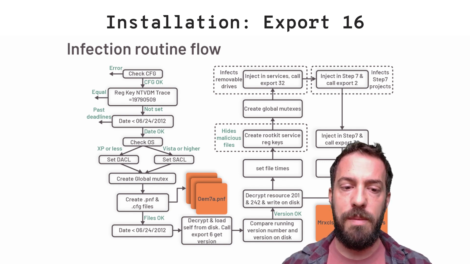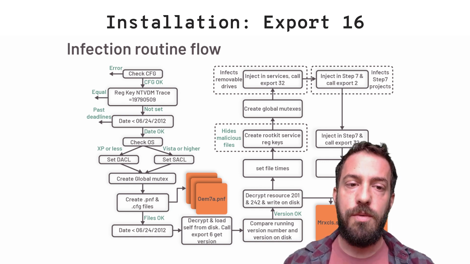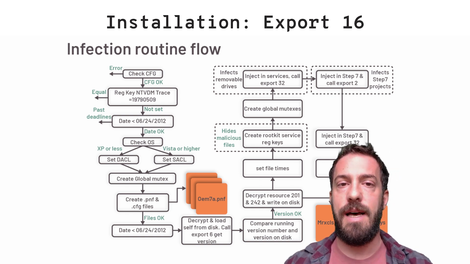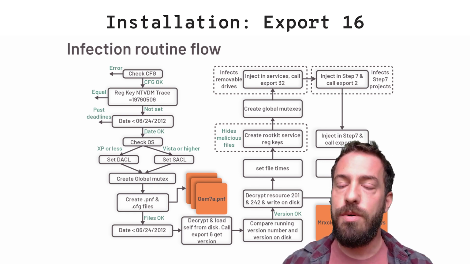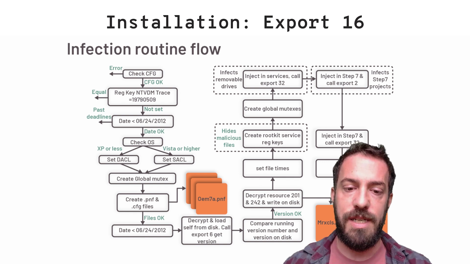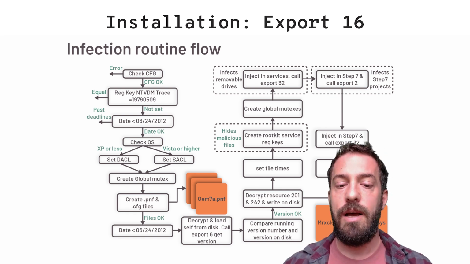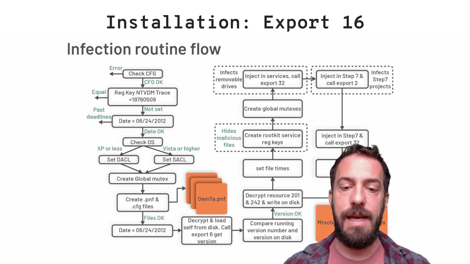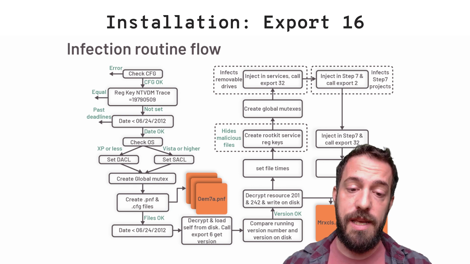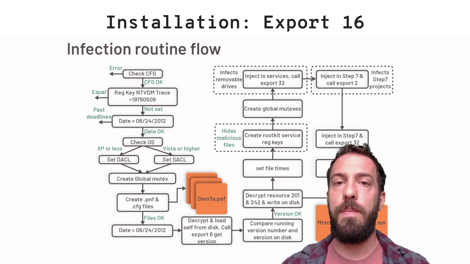After these global mutexes for communication were established, it would create files. Remember, from the beginning, Stuxnet runs as a kernel module, so it can do whatever it wants to the system. So it would create new files. These files were actually Stuxnet files. We'll see later what they'll be used for. Then another date check, and then it will decrypt and load itself from disk, and call export 6, one of the other exports in the Stuxnet DLL, and it was checking which of what's already there is newer. Remember, Stuxnet had this peer-to-peer mechanism.